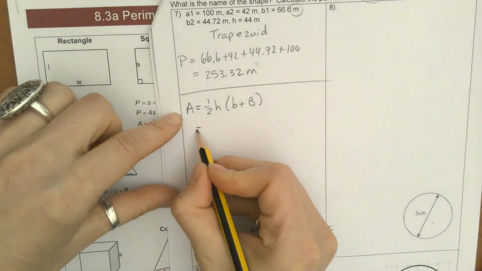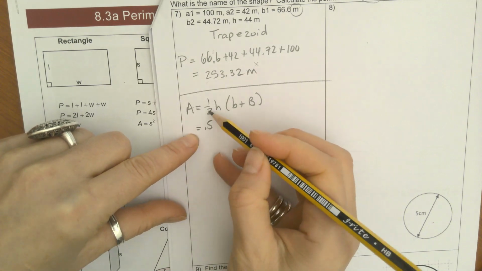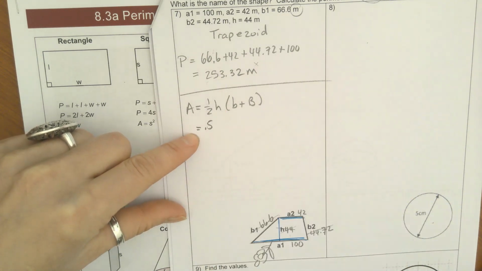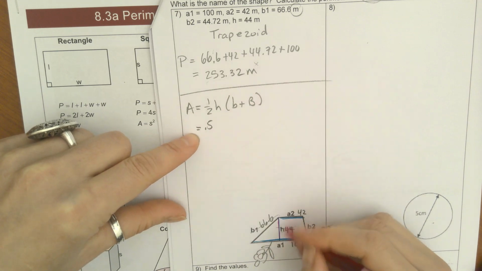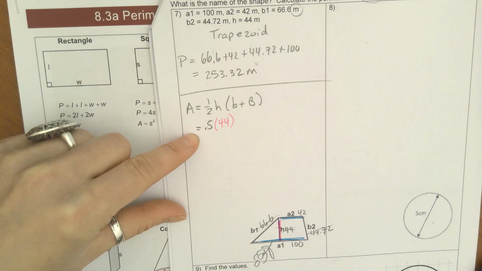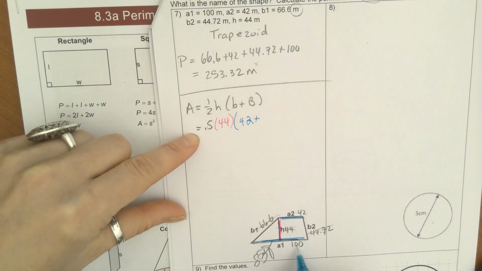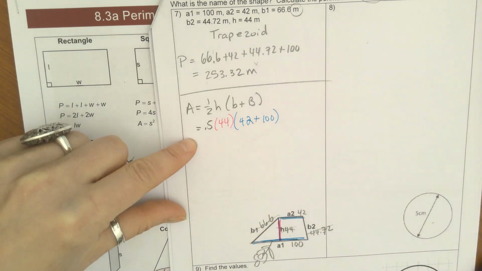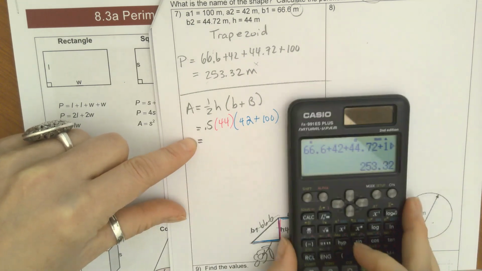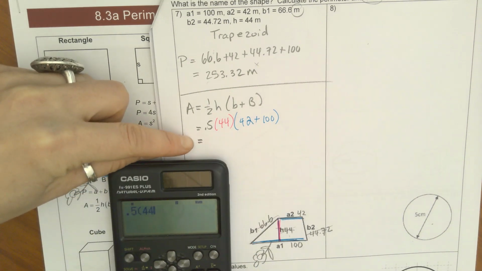It says half. Well, what's half as a decimal? I like to put in my calculator 0.5 because it's easier, but you can use the fraction, it doesn't matter. The height, h stands for the height, so here's my height, which is 44. Then we have little b, the small parallel line, which is 42. Then we have the big parallel line, which is 100. Okay, and we put that in the calculator. Let's see. We have 0.5 bracket 44, 42 plus 100.